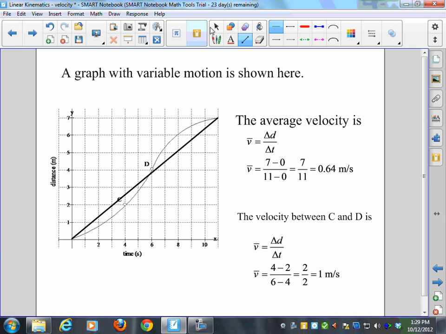Is there any point in time when the velocity is exactly 0.64? How could we tell? When it hits the line. Right here? Nope. It's a guess.